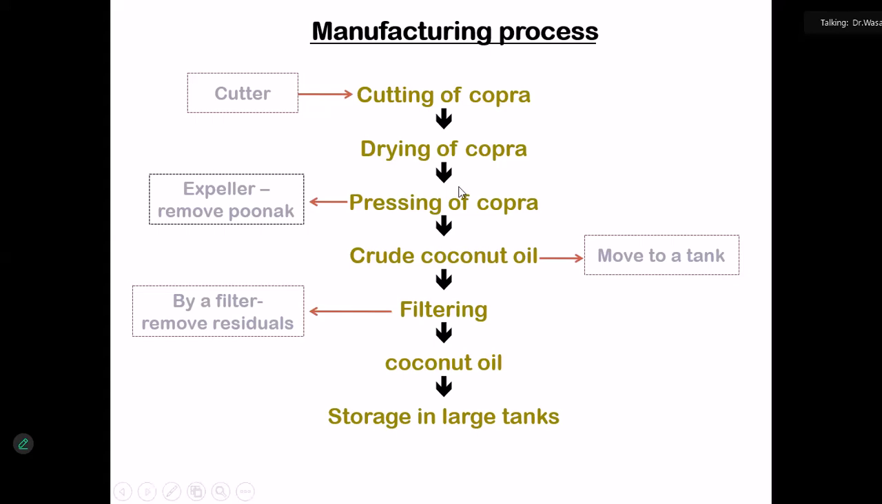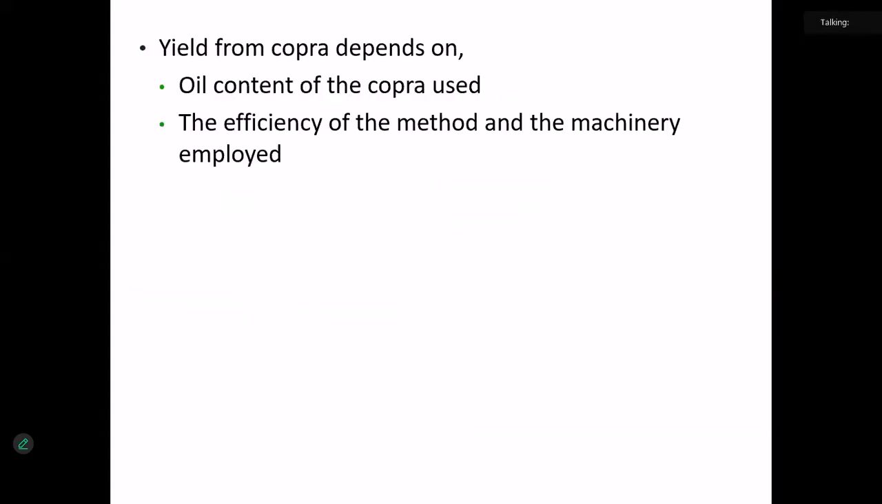Thereafter you press the copra within the expeller. The result is crude coconut oil. So you move it to a tank and store it, or you can do filtering to remove residuals. Finally, you can take the coconut oil and store it in large tanks. Very simple. So yield from copra depends on what? The oil content of the copra and the efficiency of the method and machinery.